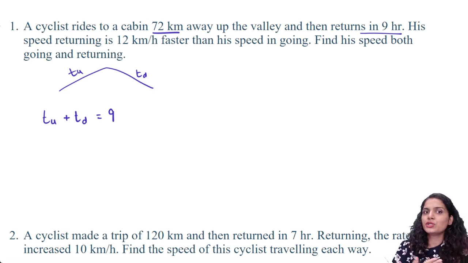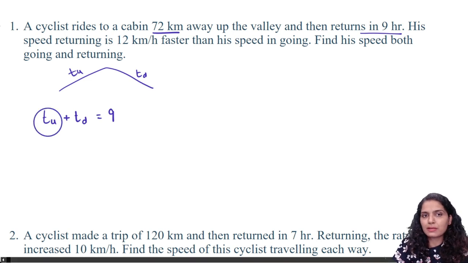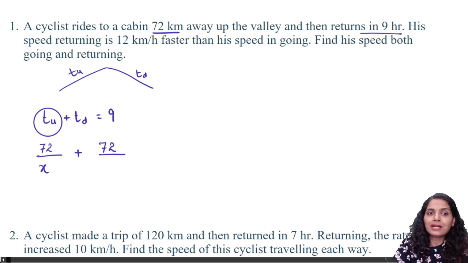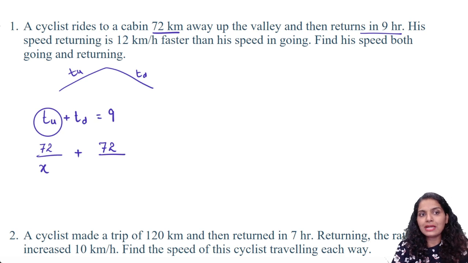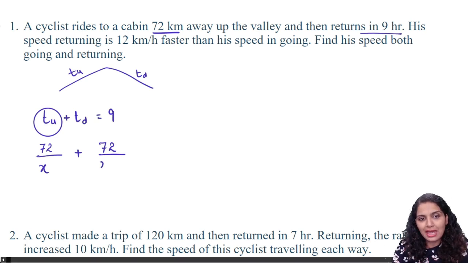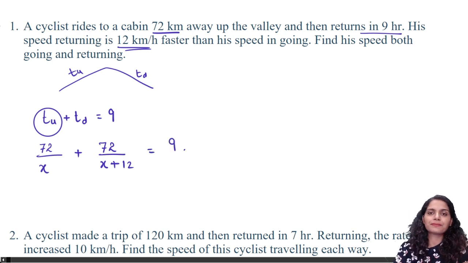Now, of course, you need time for up and time for down and whatever things are given. So time for up will be distance upon speed. 72 is the distance for up and speed is not given, so we have to assume it to be x. Now for the down, of course, the distance will remain the same. But when we get down, our speed automatically increases. So the speed for returning will be x, which was the original one, plus 12 kilometers faster. So x plus 12, and this will equal 9, right?